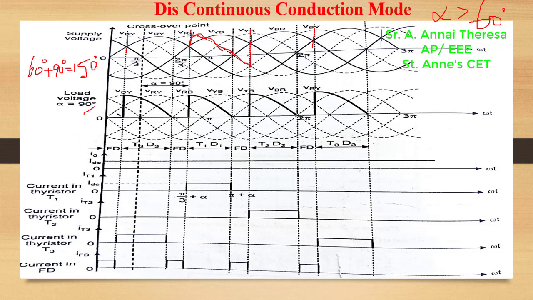Now we are not considering the freewheeling diode, so don't confuse with this. I am not considering the freewheeling diode. Without the freewheeling diode, with only the RL load, there will be negative voltage. Then again this is the maximum value, that is YR.